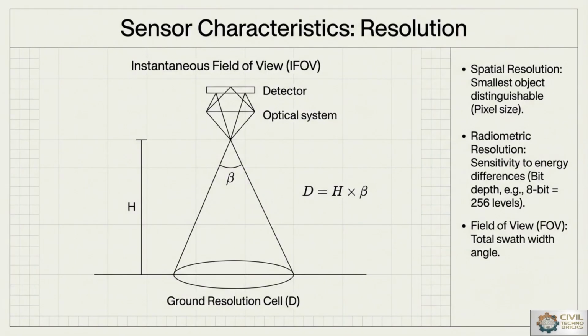Next will be the sensor characteristics, that is, resolution-based. So spatial resolution, radiometric resolution, and many more types of resolutions we can use. Here, spatial resolution defines the smallest object that can be identified in an image and is represented by the pixel size. Radiometric resolution indicates a sensor's ability to distinguish small differences in energy levels. The instantaneous field of view, or the field of view, determines the total ground cover or the swath width captured by the sensor. Resolution characteristics directly influence the accuracy and usefulness of remote sensing data with reference to engineering projects.